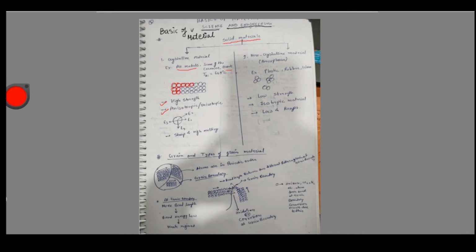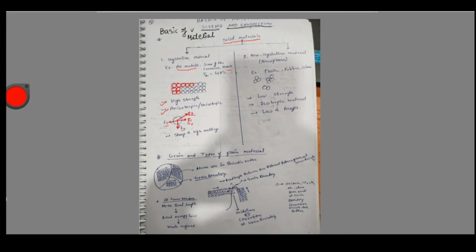Anisotropic means at a particular point, in different directions the material property will be different. For example, at this point in this direction, the Young modulus is E2. In this direction, the property is E1. In this direction, it is E4. In this direction, it is E3. So, crystalline materials are anisotropic in nature.